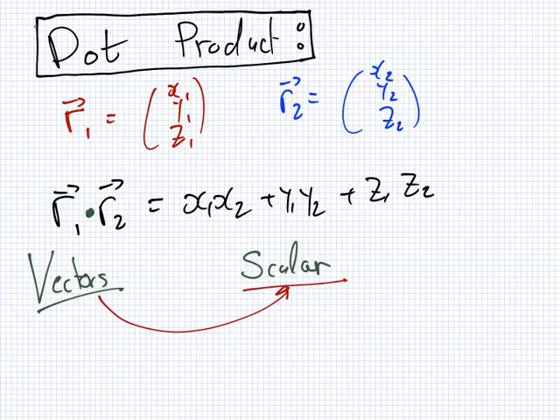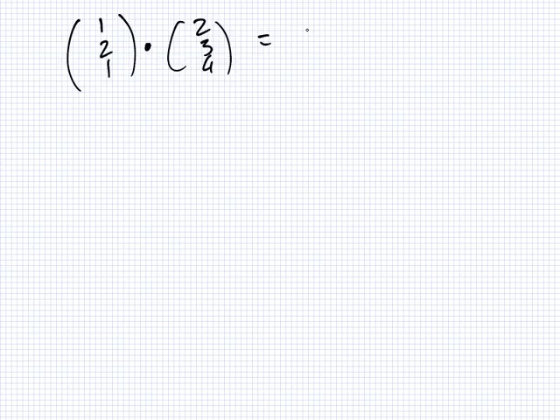Okay, so let's have a look at a simple example. Let's calculate the dot product of (1, 2, 1) dot (2, 3, 4). So it's 1 times 2 is 2, plus 2 times 3 is 6, plus 1 times 4 is 4, which is 12. Yeah? Okay, you try this one for me.